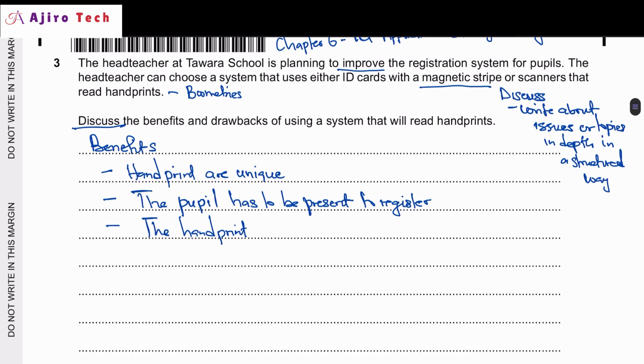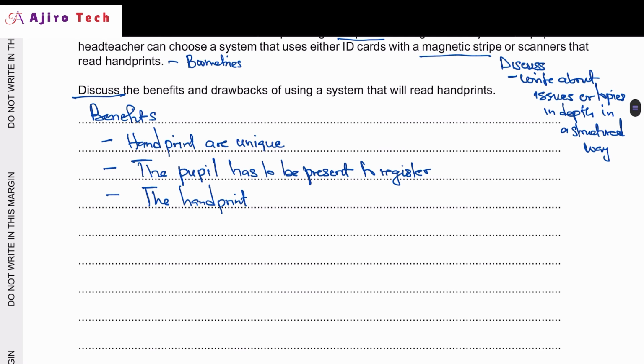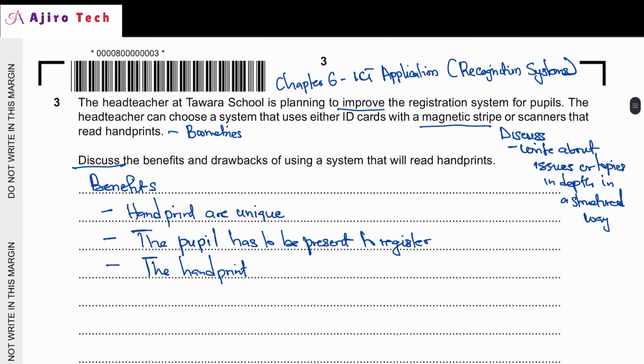I talked about the benefits: handprints are unique. That simply means that every pupil's handprint is different, no matter if they are twins. My handprint and your handprint is never the same thing. I also said that unlike the magnetic stripe, somebody can register for you when you are not in school. But for the handprint, the pupil has to be present to be registered, because the child must have used his hand to register.